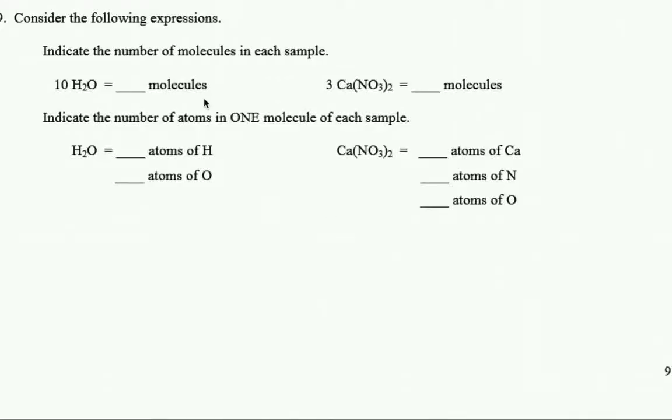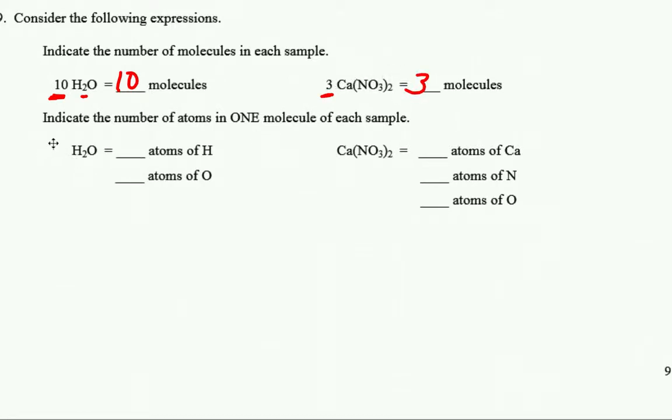All right, so let's take a look at a little bit of math here. So we've got a coefficient and we've got a subscript. Coefficient tells us how many molecules there are. It doesn't matter what this formula is. If we see a 10 here, we know we have 10 molecules. If we see a 3, we have 3 molecules.